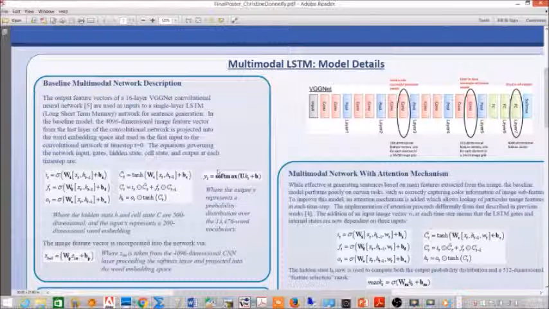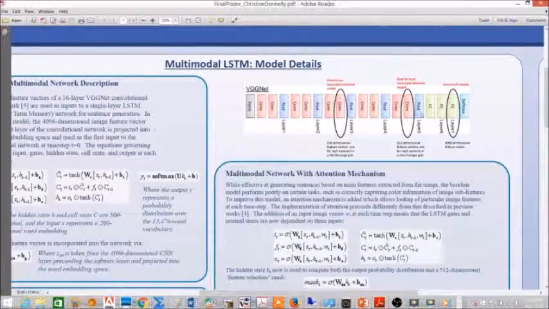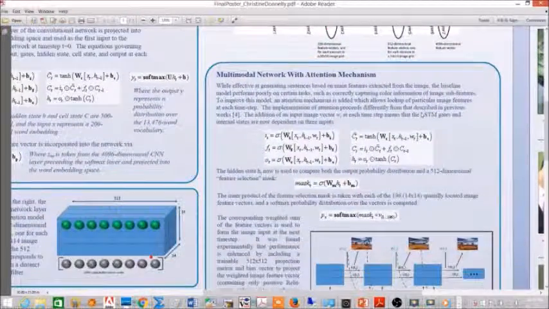The feature vector is 4096 dimensional and is taken from the last fully connected layer of the convolutional neural network before the final projection and softmax classification. That's this layer here. This feature vector is projected into the 200-dimensional word embedding space with the trained weight matrix and is used as the first input to the generative LSTM network at time step t equals 0. Next I'll describe the extension of this model to include an attention mechanism.